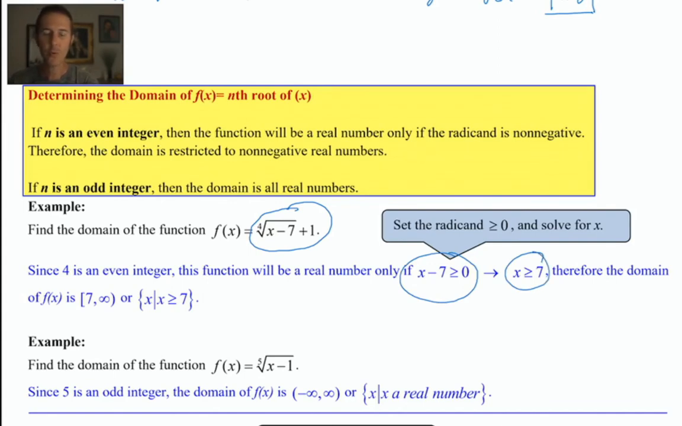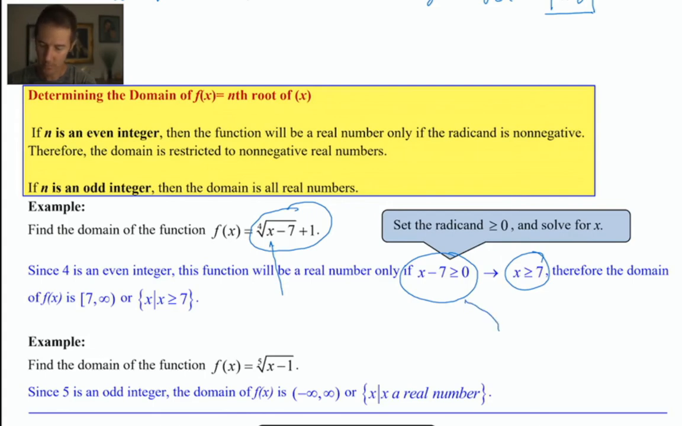So in order for the radicand to be non-negative, we must plug in x values that are greater than or equal to 7. And that makes sense. Plug in a 7 right here. What's 7 minus 7? 0. Can I take the 4th root of 0? Absolutely.